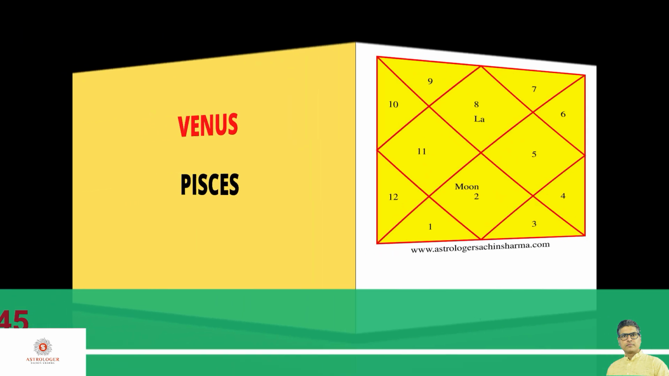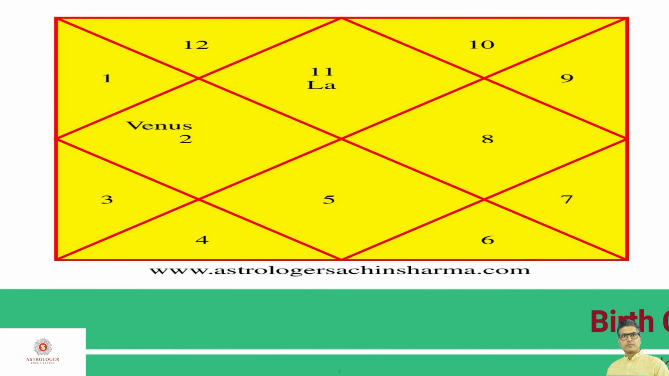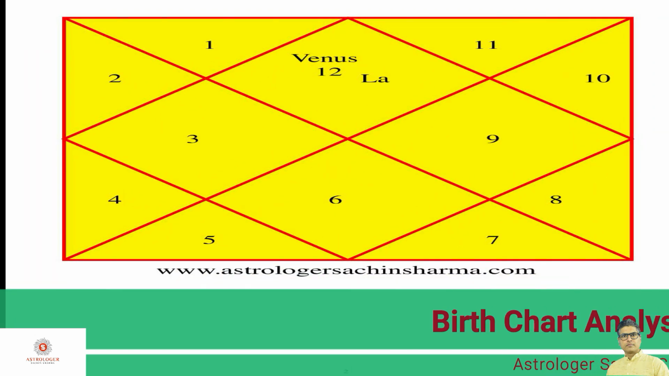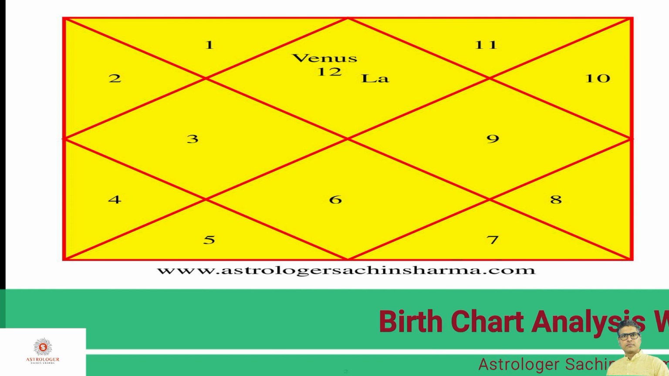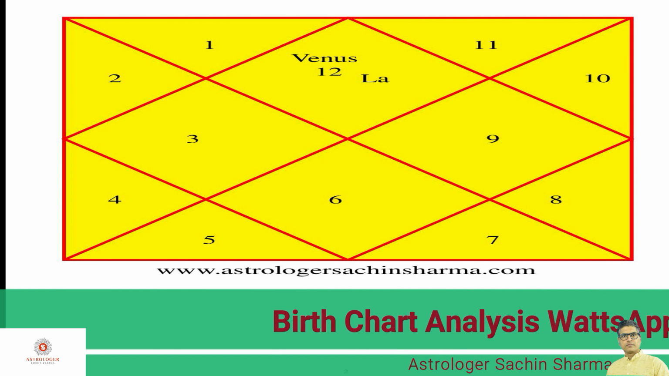So let's move forward and discuss about Venus. So Venus is exalted in Pisces sign. That means if Venus is placed in a house in which 12 number is written, that means Venus will give its very best result here.